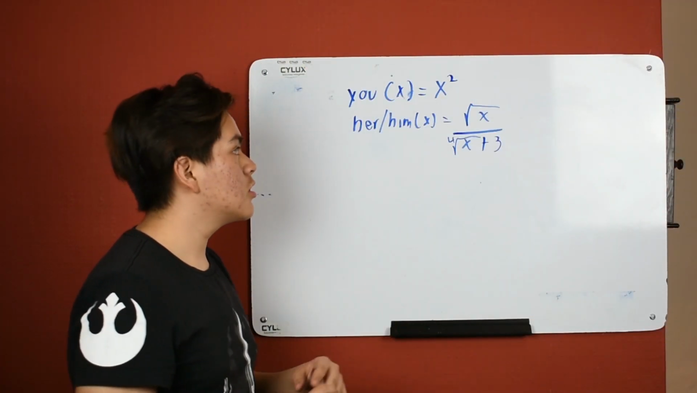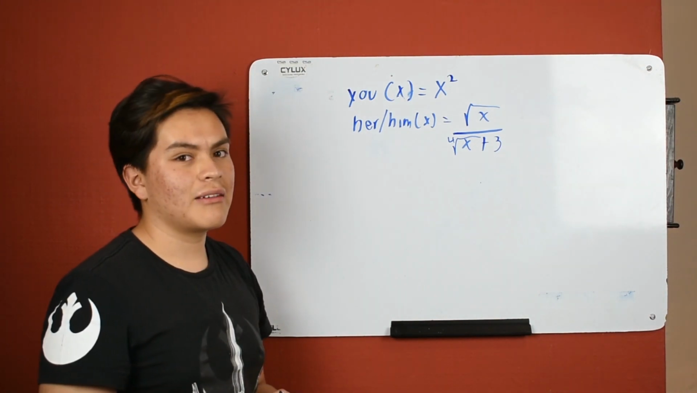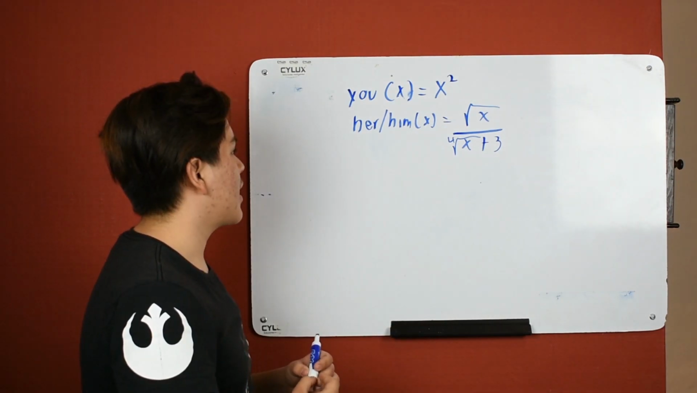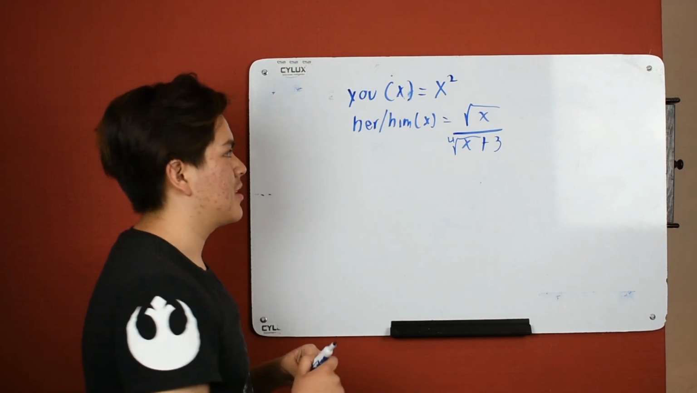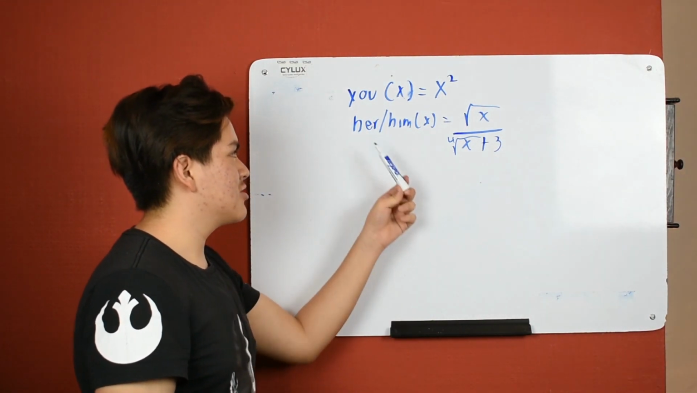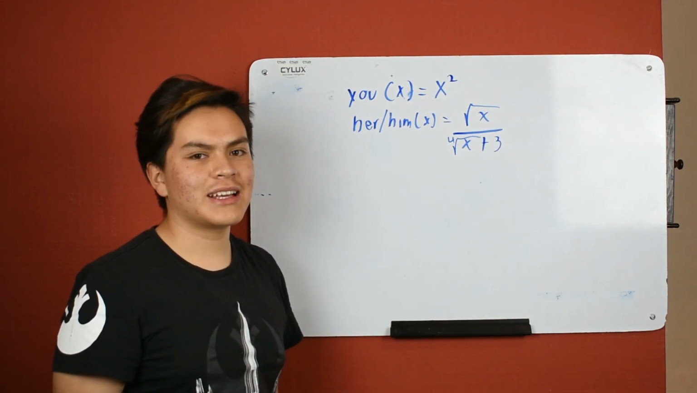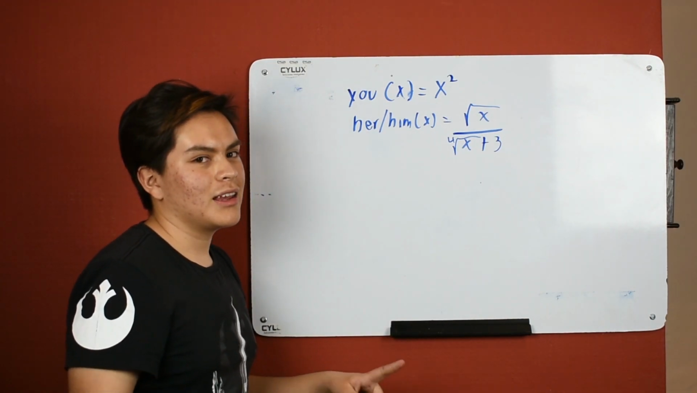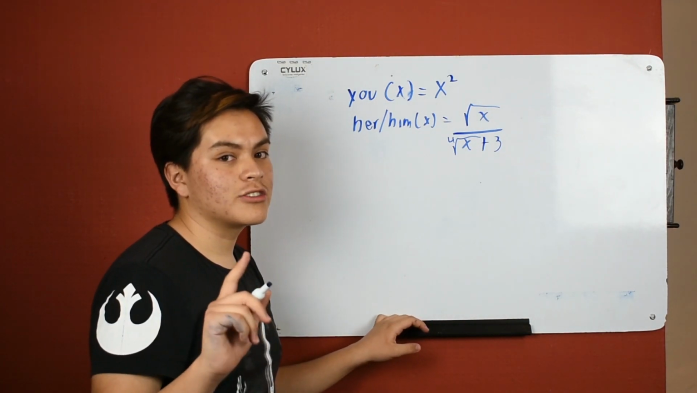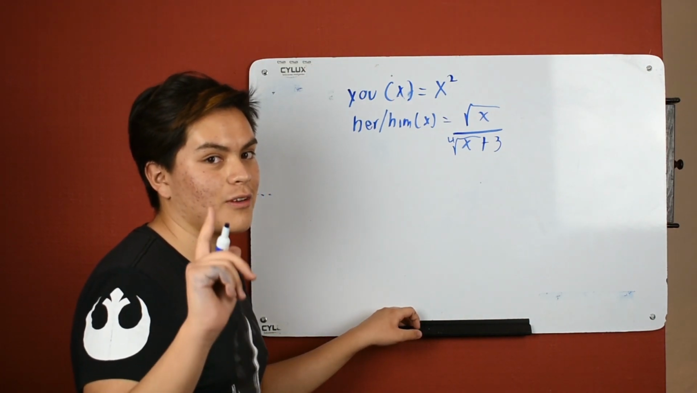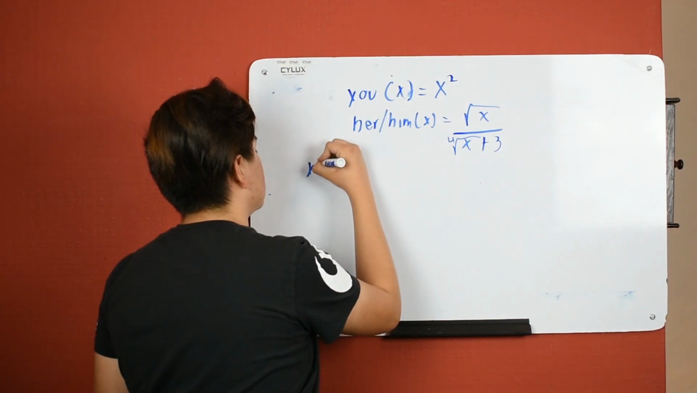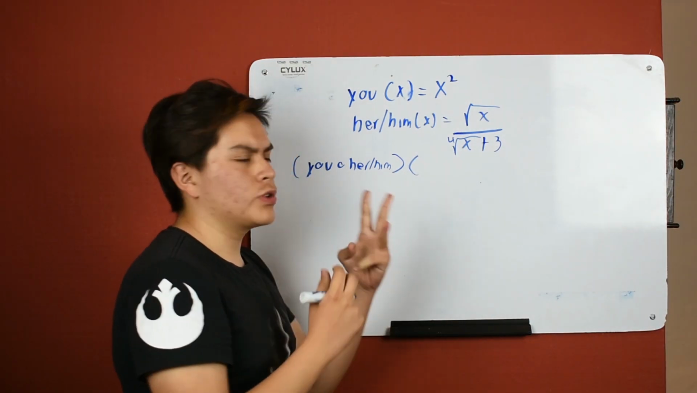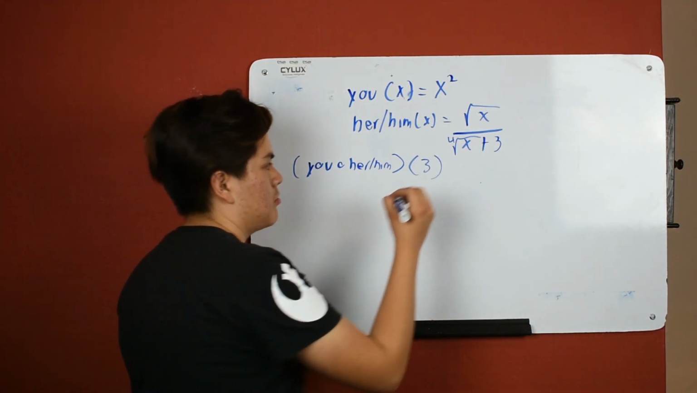We have the final example of the functions, and it's a very funny example because we have the function of you, and we have the function of her or him, your crush. So you are very simple, and your crush is very complex. So when you get combined with her or him, let's see what you and your crush will find. So you and your crush add functions of how many? 3. Of 3.